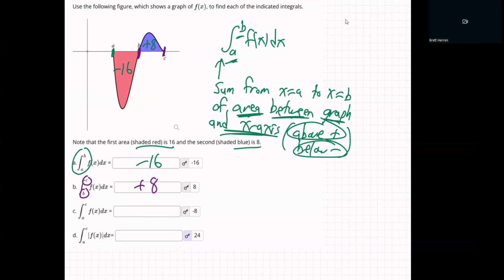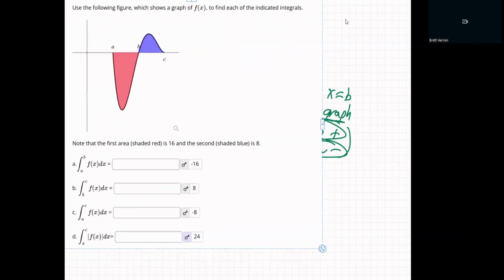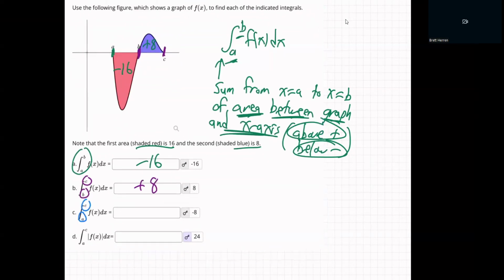Now what about when we go from a to c? That's from that a all the way to that c. So that would be minus 16 plus 8. It'd be both of them added together, which is negative 8.